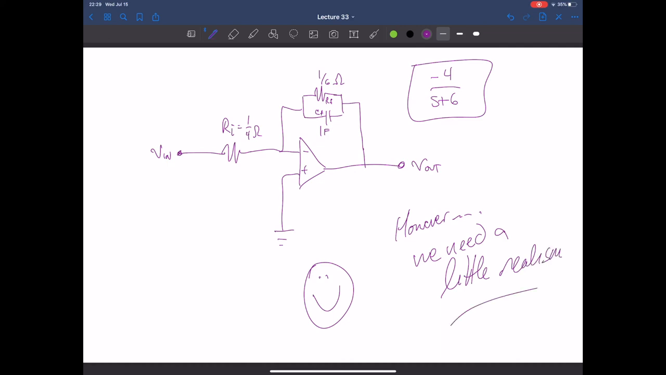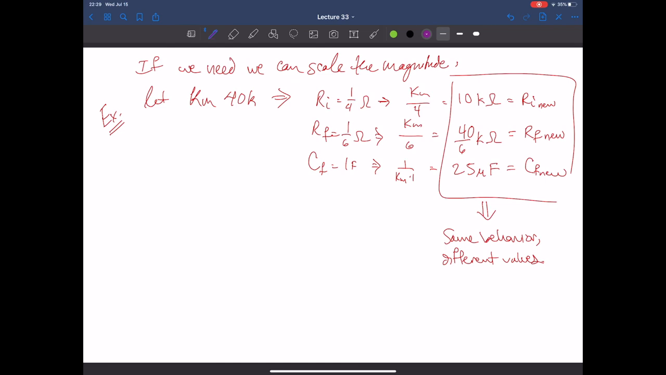So what we're going to do, we're going to do the same thing we've been doing all along, and we're just going to scale our values using the Km. Okay, so let's say that we want to scale our magnitude by a factor of 40,000. And actually, this is making it much more realistic, and you can see the values that it outputs over here make a lot more sense. So if we take our values, we go ahead and use our equations. This just becomes, for all the resistors, we just multiply Km to our resistors. And then for the capacitor, what we do is we just do 1 over Km for that. And so it's really not too bad.